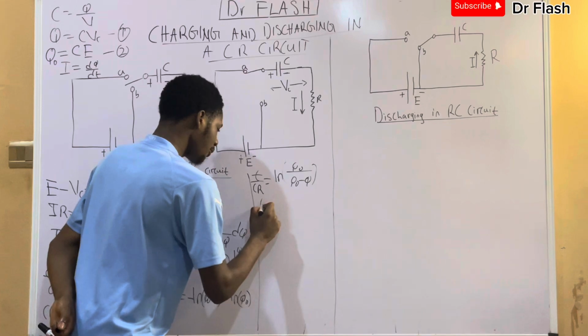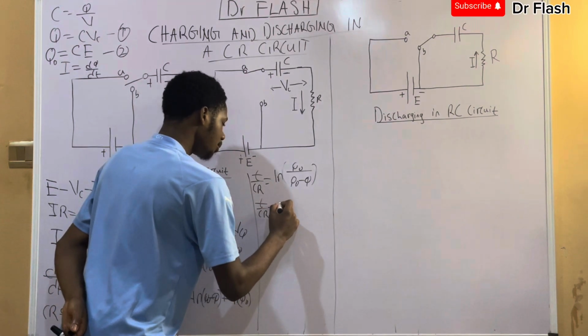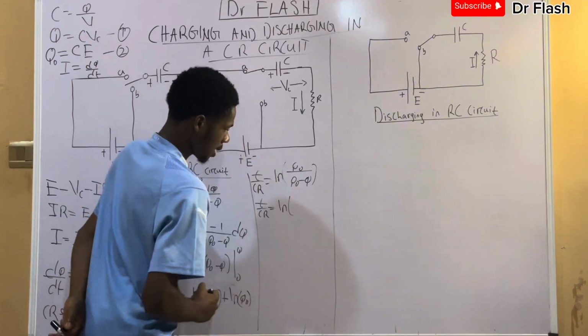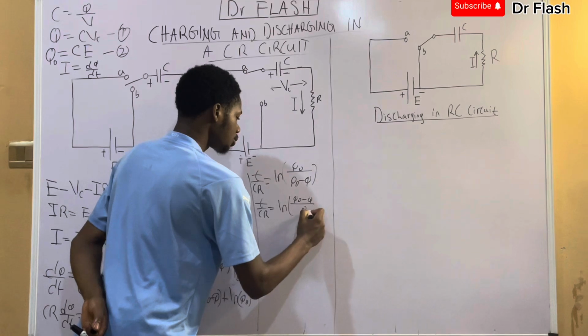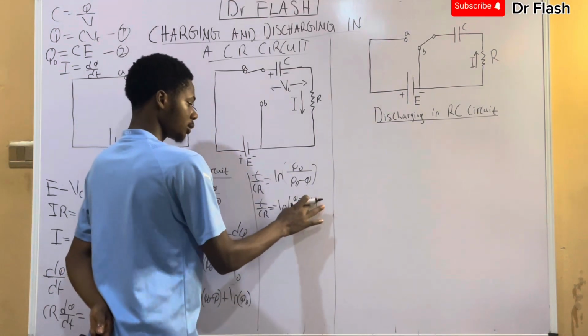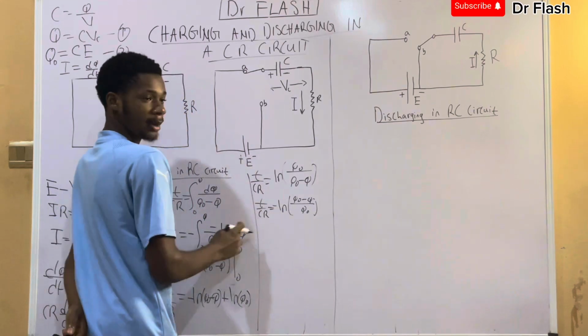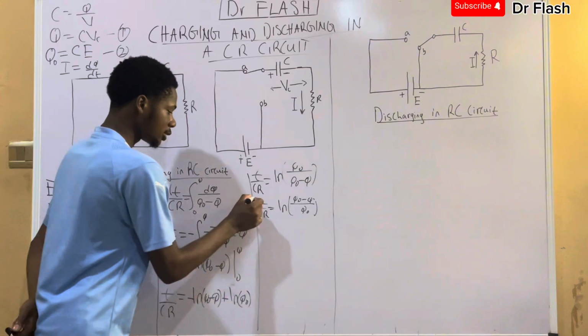If I do that, I'll have T over CR is equal to ln((Q naught minus Q) over Q naught), all to the power of minus 1. This minus can come to the back, so you have a minus 1 here. Then you can multiply both sides by minus, giving us the minus here instead. It's the same thing, it's just mathematics.